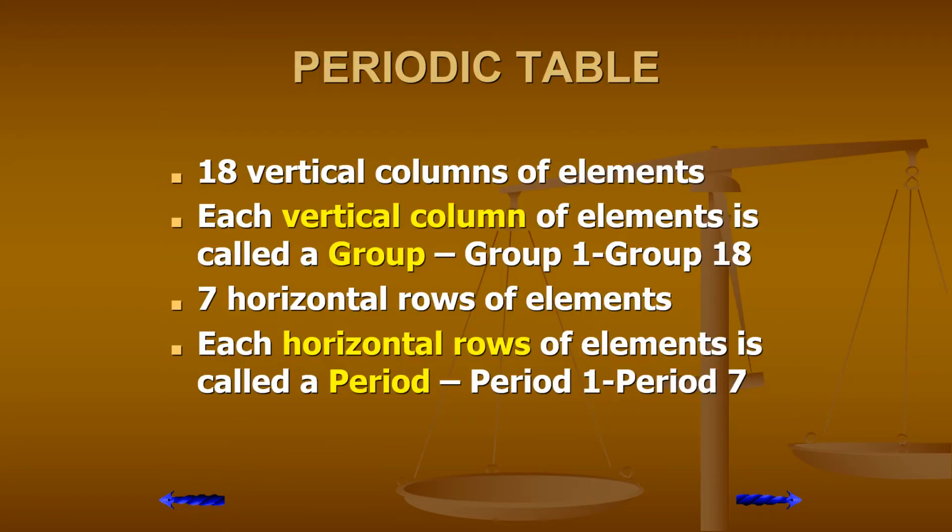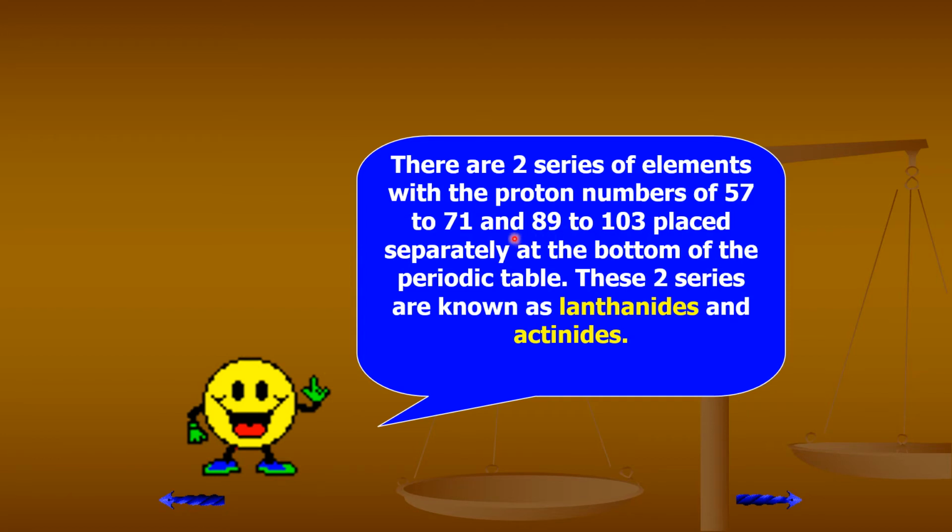so we have 18 vertical columns of elements in the periodic table. Each vertical column of elements is called a group. So we have group 1 until group 18, and 7 horizontal rows of elements. We call it a period. So we have period 1 until period 7. There are 2 series of elements with the proton numbers of 57 to 71, and we have another set, 89 to 103. Those 2 series are known as lanthanides and actinides.